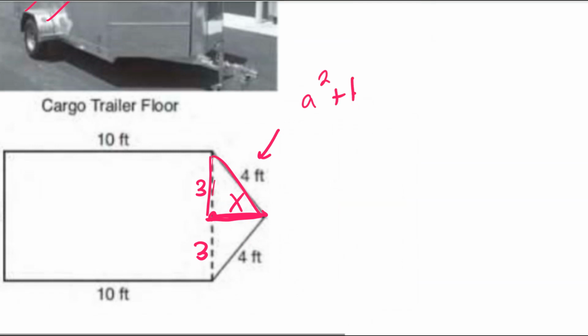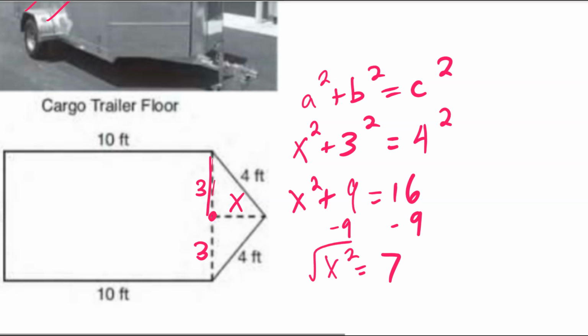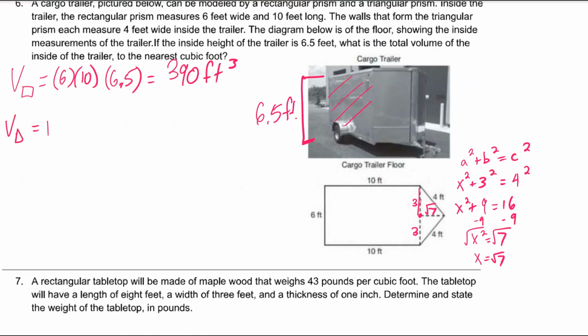So remember, that's a squared plus b squared equals c squared. A and b are the legs of my right triangle, and c is the hypotenuse that's always across from the right angle there. So if I solve that equation, x squared plus 9 equals 16, I could subtract 9 on both sides. And if I take a square root to undo the squaring, I find that that height is exactly radical 7. Now I could plug that into my calculator and get a decimal equivalent if I want to, but I'll leave it as radical 7 because that'll be a little bit easier to type in.